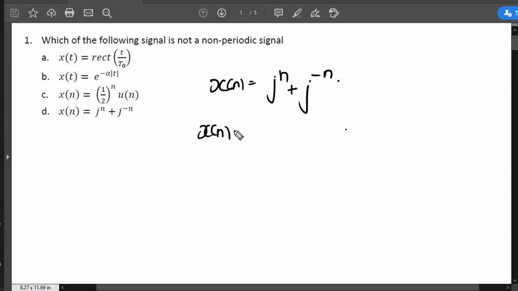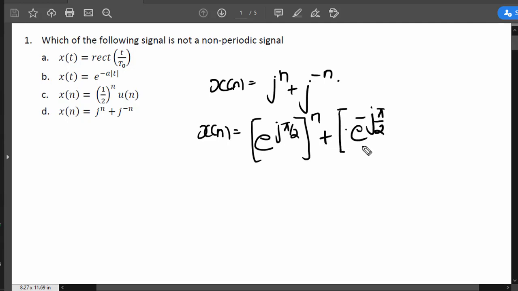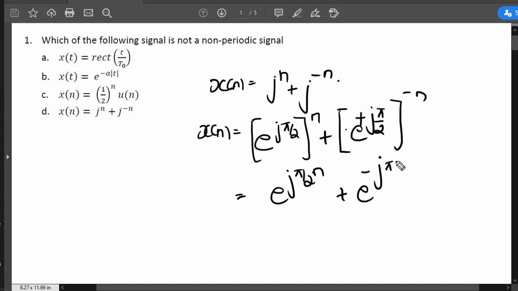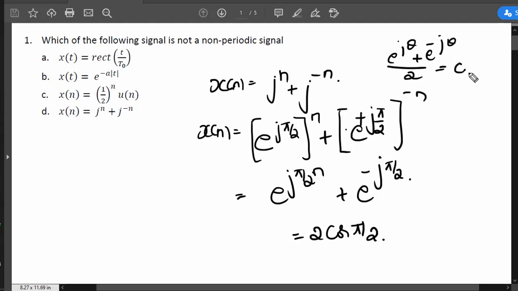So I can write x[n] as (e^(jπ/2))^n plus (e^(-jπ/2))^(-n), and this is equal to e^(jπn/2) plus, if this minus n comes down, then we get e^(-jπn/2). Now this can be written as 2 cos(πn/2), right? Because (e^(jθ) plus e^(-jθ))/2 is equal to cos θ. So I'll take this 2 to the other side, so I get 2 positive.